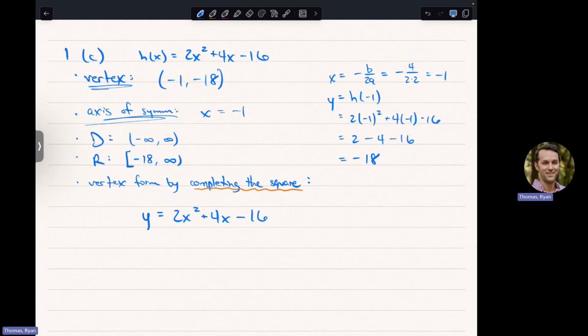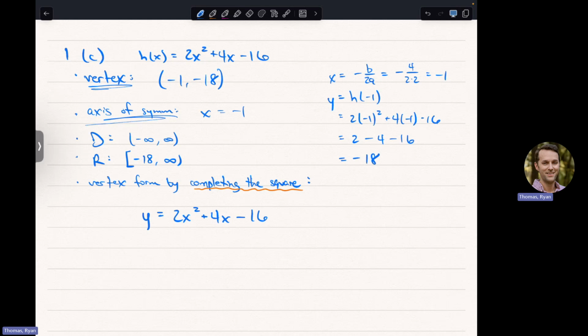2 times, so, plug -1 in. So -1 squared is 1 times 2 is 2. 4 times -1 would be -4. So 2 minus 4 minus 16. Yeah, -18. It's arithmetic stuff, so you can go wrong, but yeah, it's -18.